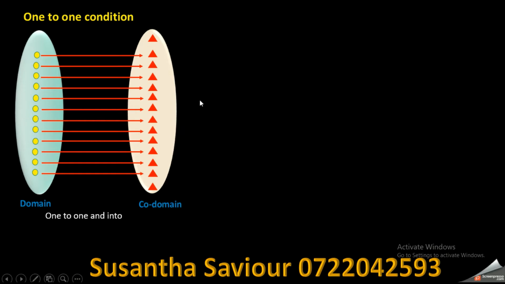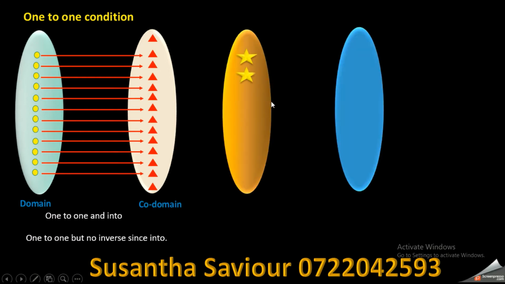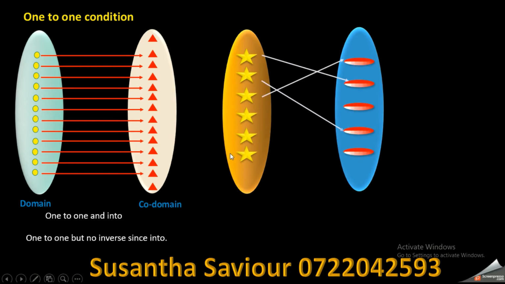And not only this case, which is one-to-one and into, many-to-one cases also do not have an inverse. Look at this. This is a many-to-one function. Many elements in the domain go to the same element in the codomain. This is a codomain element because this is not there in the range.